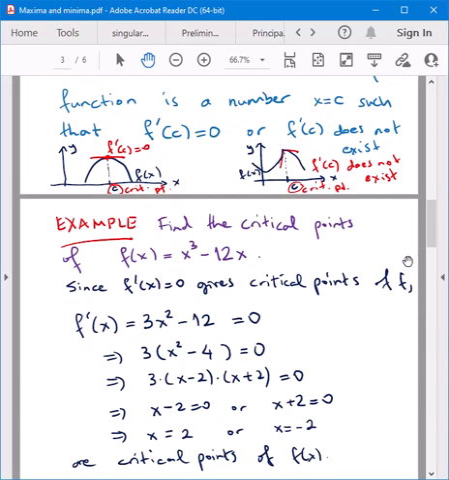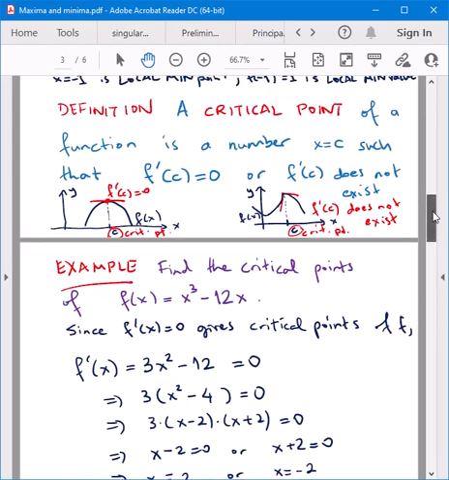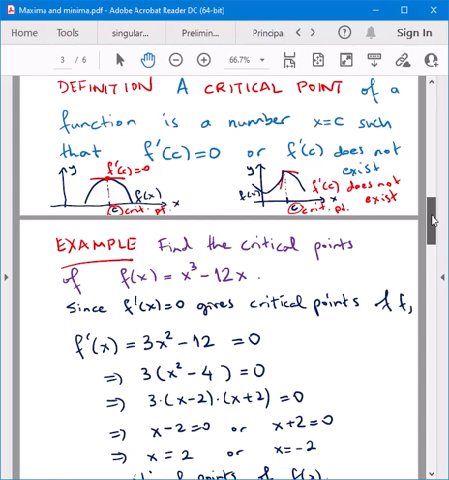Algebraically, look at this example. Let's say we have this function x cubed minus 12x. If we take the first derivative of this function and set it equal to 0, it will give us some critical points. So take the first derivative, which is 3x squared minus 12, and set it equal to 0. Then factor 3 first. So 3 times x squared minus 4. And then x squared minus 4 can also be factored as x minus 2 times x plus 2. If this product is 0, either x minus 2 is 0 or x plus 2 is 0, which means either x is 2 or x is minus 2.